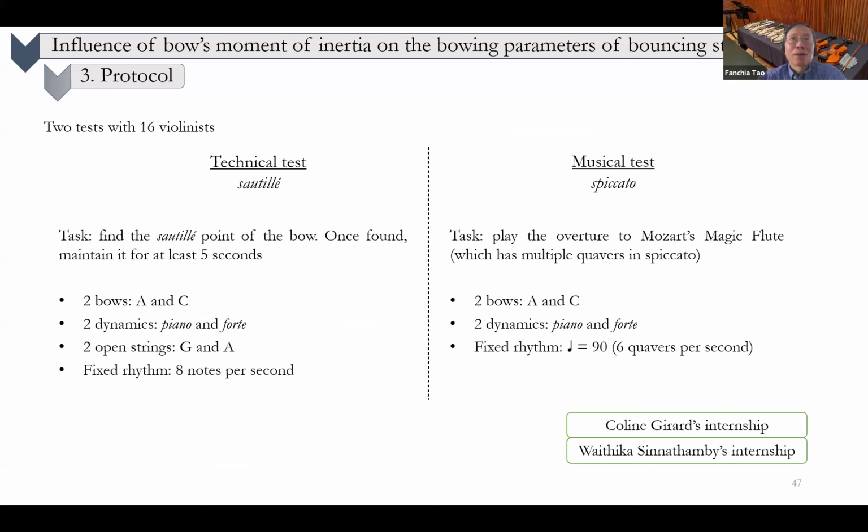Okay, so let's start with the questions in the chat. Okay, Leo has two questions. One is, how can I easily measure the moment of inertia at home for my bows?